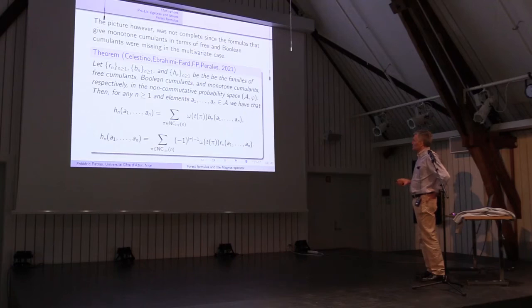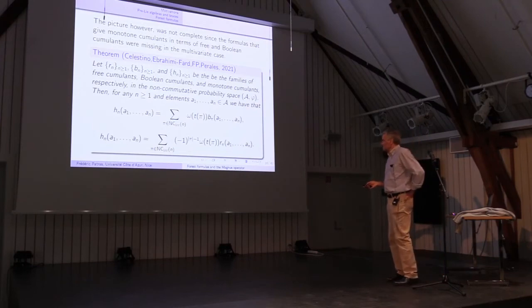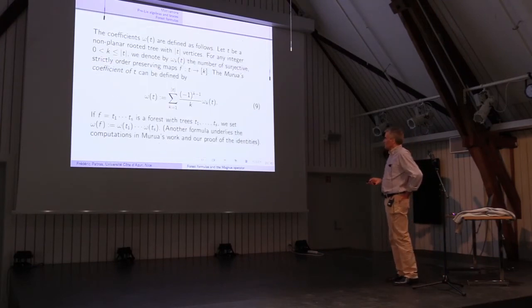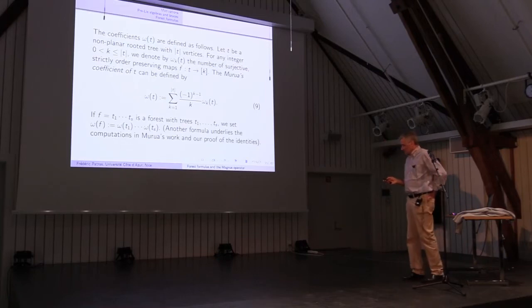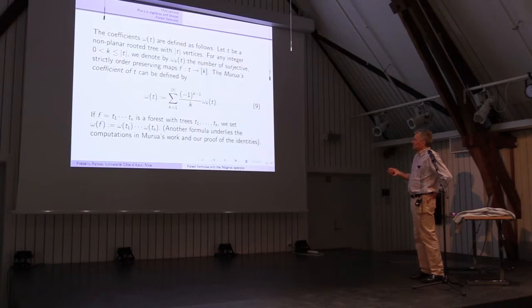The paper was published in 2021. This is joint work with Celestino, Ebrahimi-Fard, and Perales. We obtained formulas expressing monotone cumulants in terms of Boolean cumulants and free cumulants. The only point on which I want to insist here is the fact that new coefficients appear in these formulas. And these coefficients actually were not new, because they had appeared earlier in the work of Murua in numerical analysis. So technically, these coefficients are defined that way.